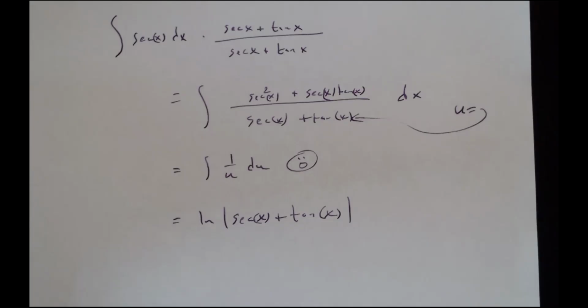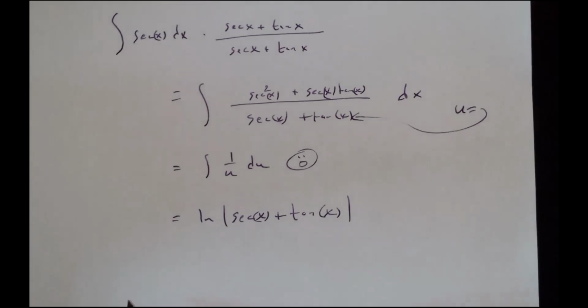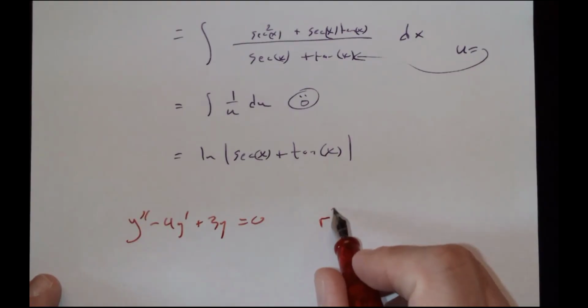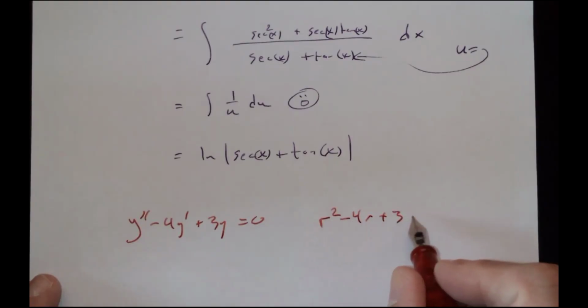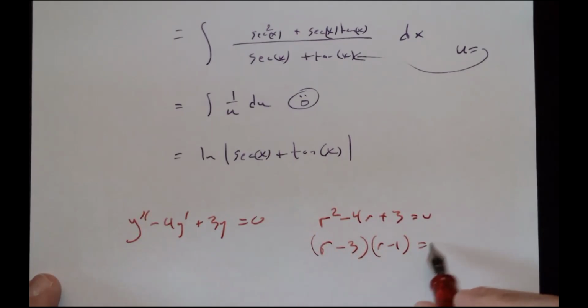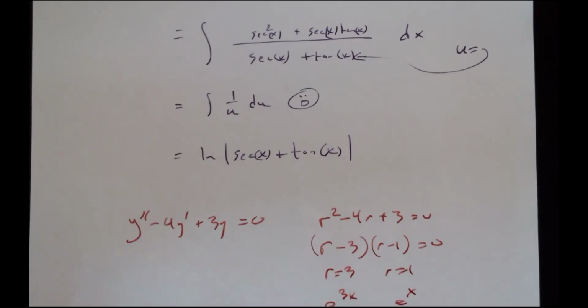Okay, so what's the auxiliary equation? In 12, we have y double prime minus 4y prime plus 3y, and for YC it's set equal to 0. What's the auxiliary equation that goes with that? R squared minus 4R plus 3, so (R minus 3)(R minus 1). So that means that R is 3 and R is 1. So I get e to the 3x and e to the x.